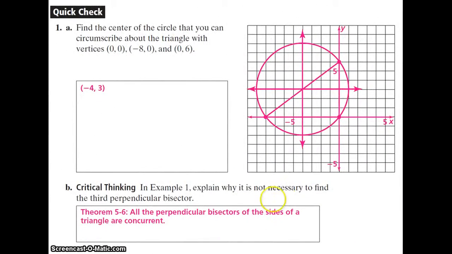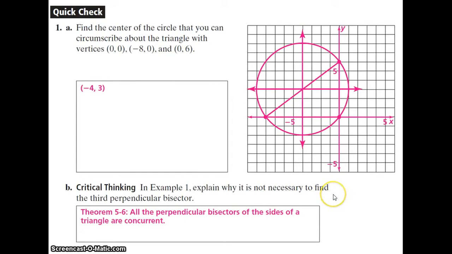Who's ready for some answers? Find the center of the circle that you can circumscribe about the triangle with the vertices (0, 0), (-8, 0), and (0, 6). So here's our triangle, and we have to make our own little grid here. We put our points at (0, 0), another at (0, 6), and another at (-8, 0). Using what we talked about before, halfway across is, since this is 8, 1, 2, 3, 4, and this is 6, so 1, 2, 3, so our point is going to be at (-4, 3).